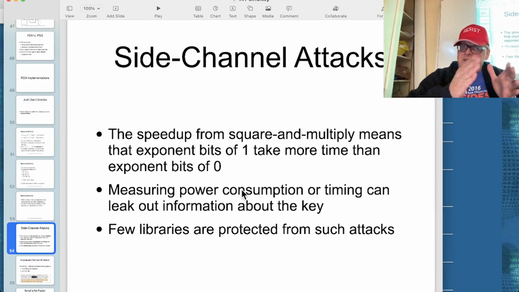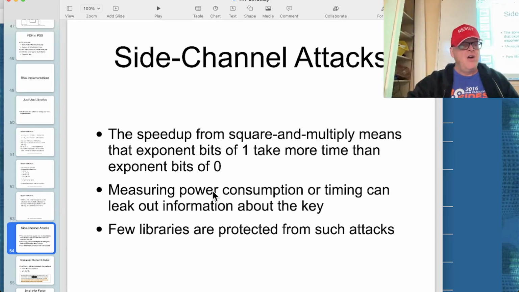So if I just measure the time, I get a measure of how many ones there are in the key, and that's bad. That's information about the key that I shouldn't have. Also measuring power consumption or timing or radio emitted by the processor would all give you a clue whether it's doing a multiplication or skipping this one. That's the problem.